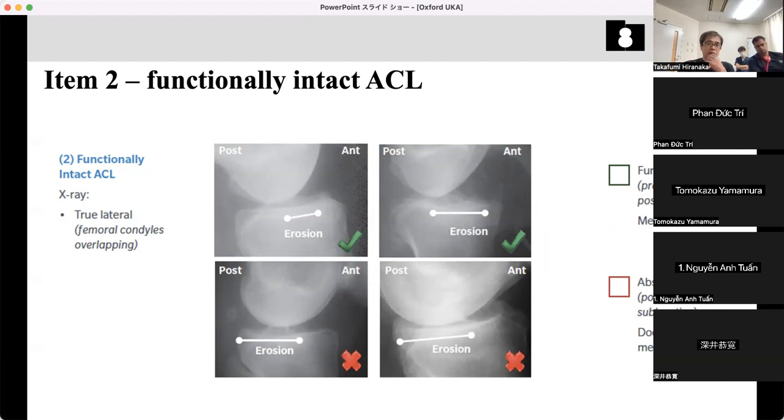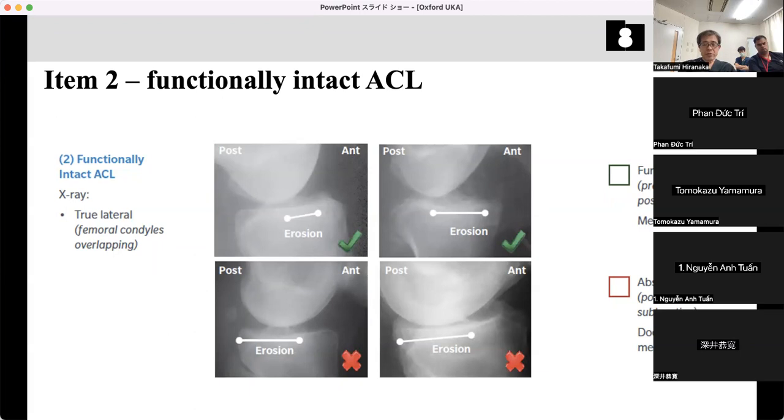So the erosion is located anteriorly, and that implies an intact ACL. On the other hand, in a patient like this, this is the posterior side and this is the anterior side. The bone erosion is located at the posterior part of the tibial plateau. That implies ACL deficiency, with anterior subluxation of the tibia. In such cases, this is a contraindication of UKA.